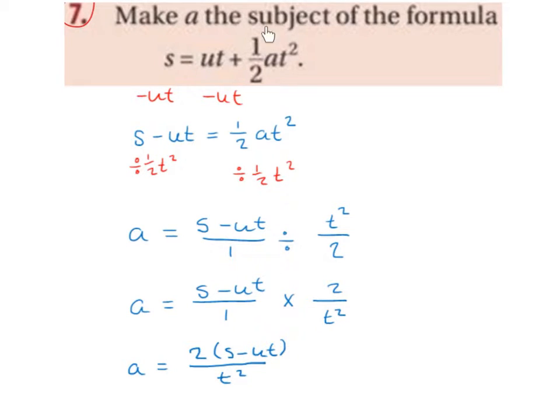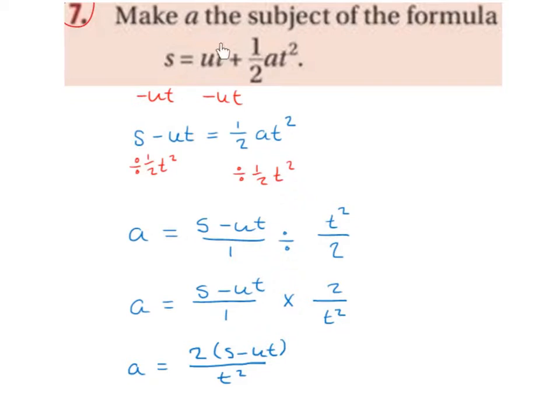Make a the subject of the formula. s equals ut plus a half at squared. So we want to get a all on its own. So the a is here at the moment. So we're going to have to get rid of the ut first of all, because the half and the t squared are stuck onto the a, so we have to leave them till the end.